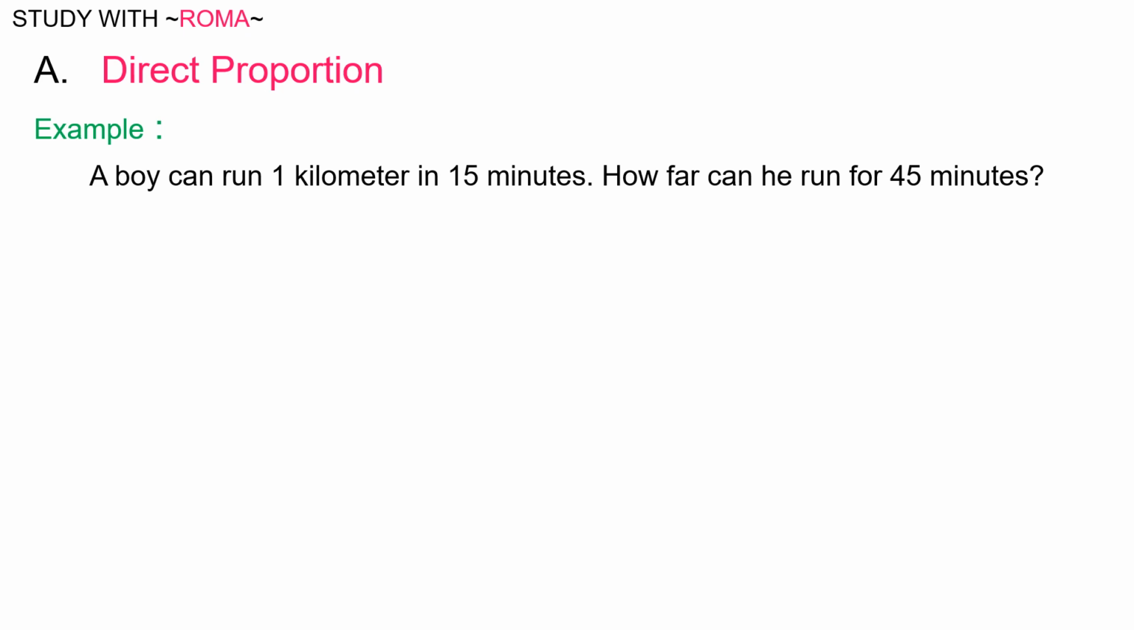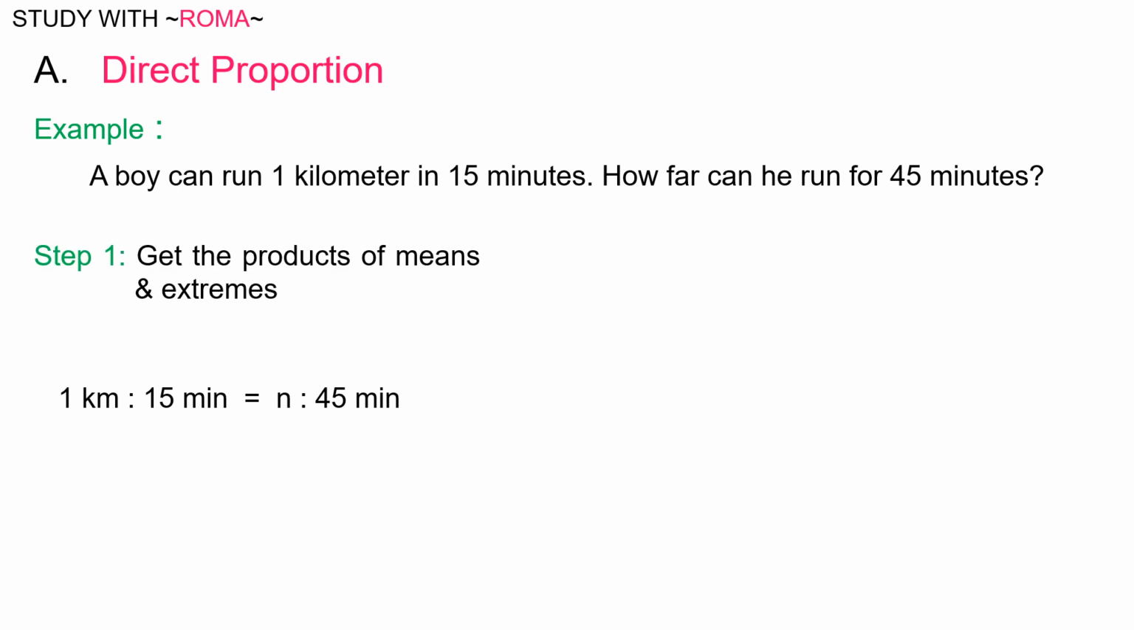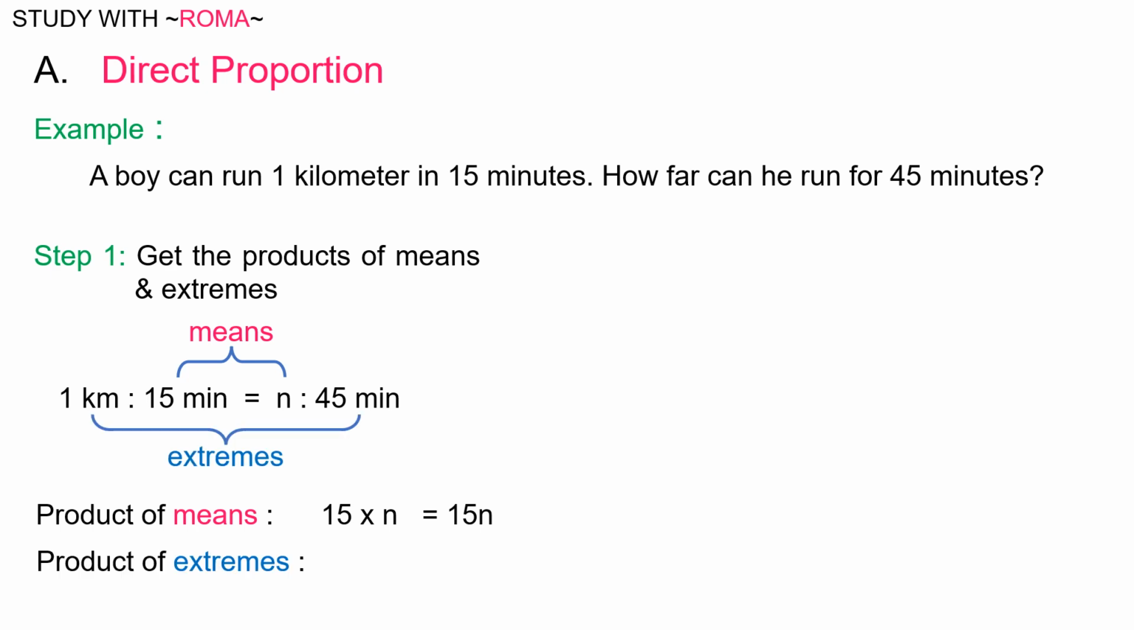Another example for direct proportion. A boy can run 1 kilometer in 15 minutes. How far can he run for 45 minutes? Our proportion is 1 kilometer is to 15 minutes equals n is to 45 minutes, where n is the distance he can run for 45 minutes. To solve this, step 1, get the products of means and extremes. The product of means is equal to 15n, and the product of extremes is equal to 45.